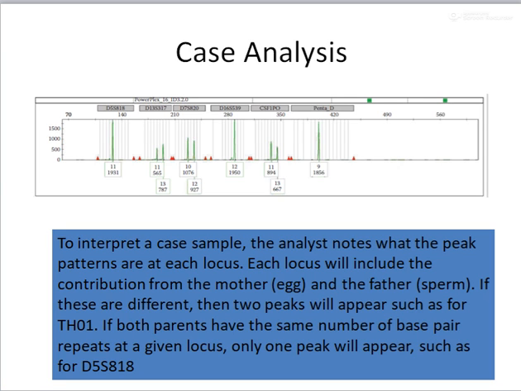So to interpret a case sample, the analyst notes what peak patterns are present in each locus, and each locus will include the contribution from the mother and the father. If they are different, then two peaks will appear; only if they are different will you get two different peaks. But if both the parents have the same number of base pair repeats at a given locus, only one peak will appear, such as here. See here, you have only one particular peak because both the parents have the same repeat at that particular locus.